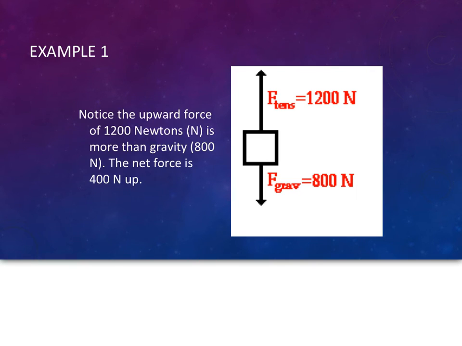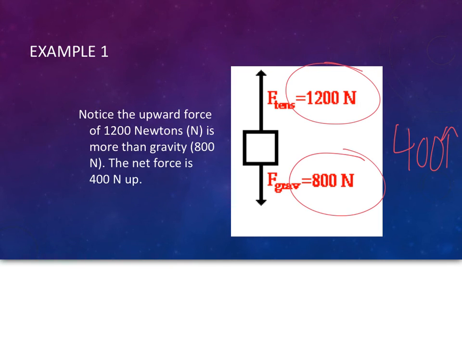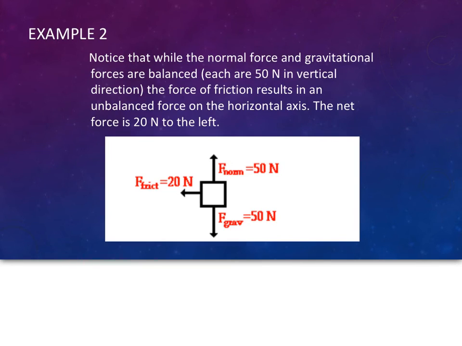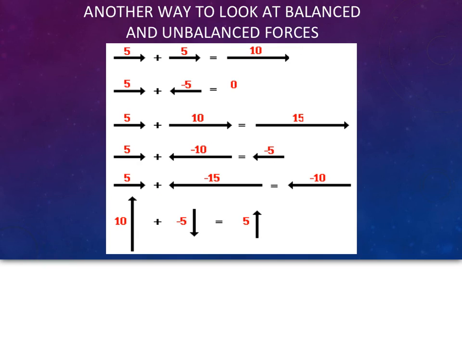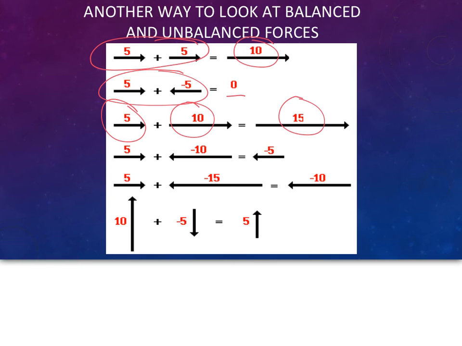Looking at the net force here, there's an upward 1200 and a downward 800. That results in a net force of upward 400 newtons. This one has an upward and downward force of 50, so those cancel out. You're left with just a frictional force, which gives you a net force of 20 newtons. If we want to look at it a different way, two forces in the same direction add up to give you 10. If they're in opposite directions, they cancel out to give you 0. What if they're two different ones? Just add them up within their same direction and they give you 15.